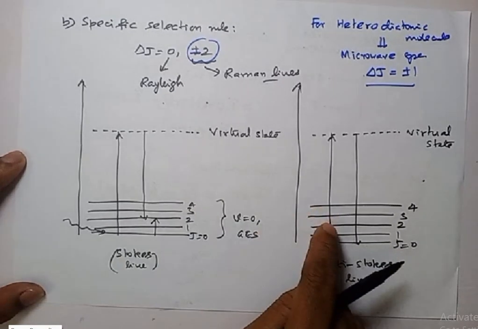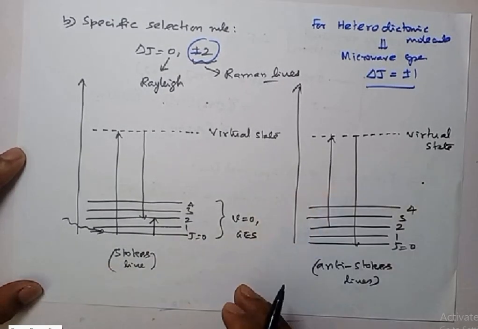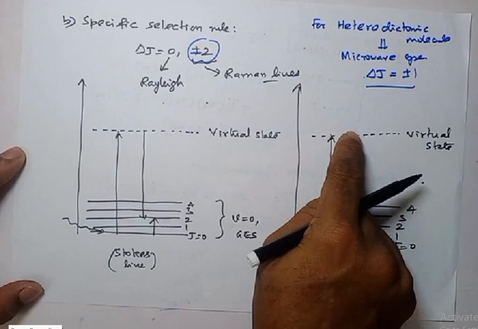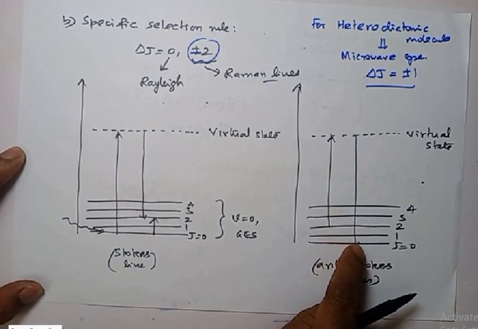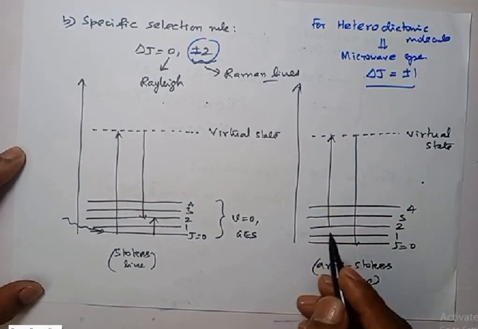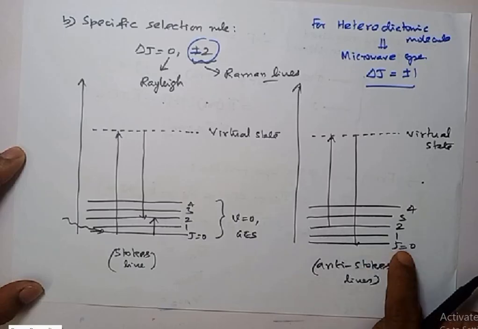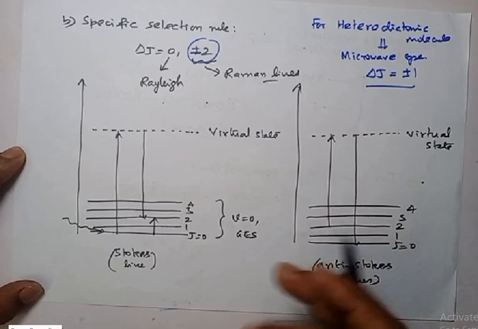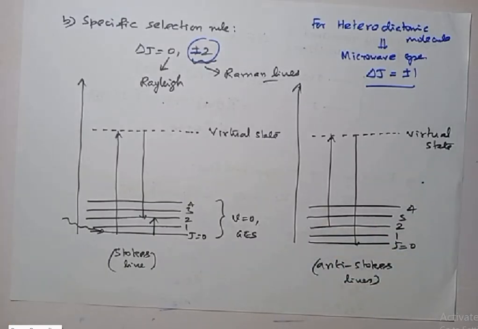Whereas in the case of anti-Stokes, it starts from the J equals 2 level, goes to the virtual state. When it returns back, it goes to the J equals 0 level. So here what's the difference? The final state is 0, the initial state is 2, so 0 minus 2, delta J equals minus 2.